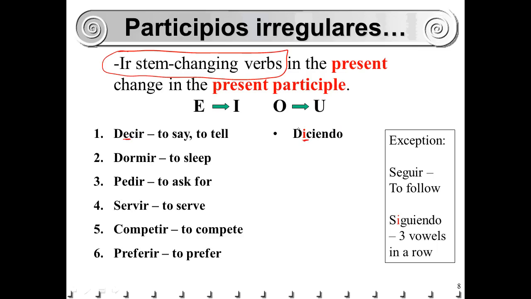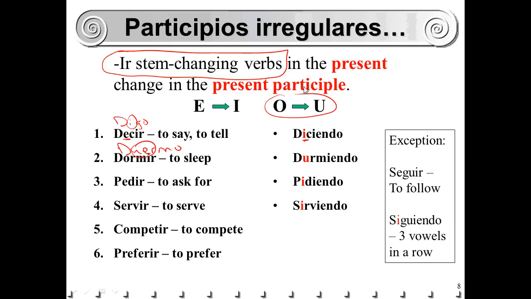Okay, because decir in the present tense is a stem changer. Dormir in the present tense is a stem changer, right? In the present tense, let's put it in the yo form, it changes to UE. Decir in the yo form changes to an I, so these change. So dormir, the O changes to a U. Durmiendo. Pedir in the present tense. Pido, pides. Pidiendo. Servir. Do you think you can do this yourself? Stop this and try it on your own. Sirviendo, competir, compitiendo, preferir, prefiriendo.